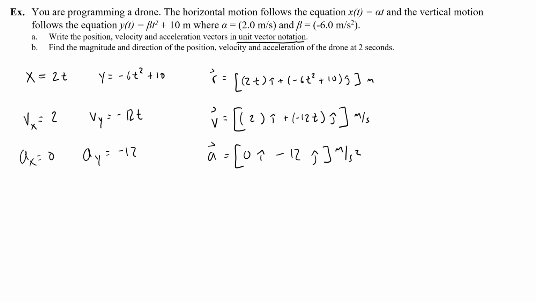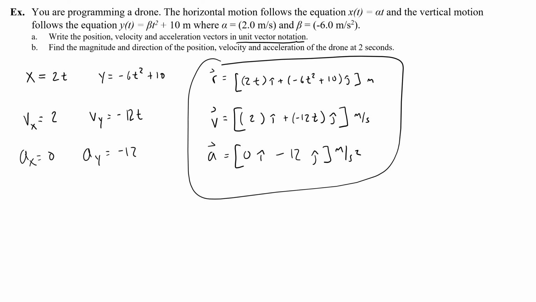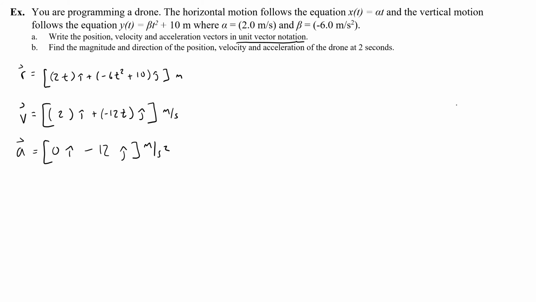Now that I've written out these vectors, I'm actually going to just get rid of all this stuff right here and then move my vectors over so that I've got some room to work with them. So finding the answer to part B is going to be really easy because all I need to do is figure out what the i and the j component, or the x and the y component, is for position, velocity, and acceleration at 2 seconds.